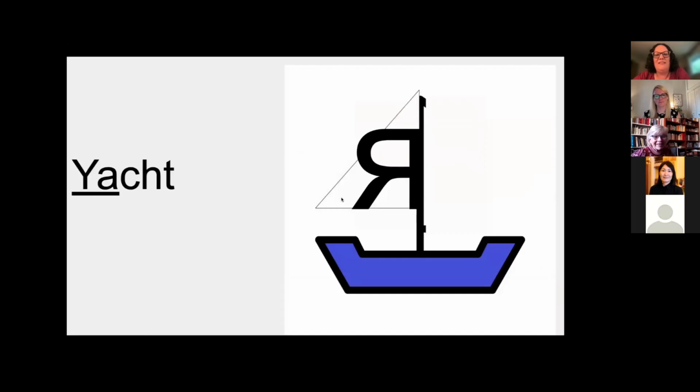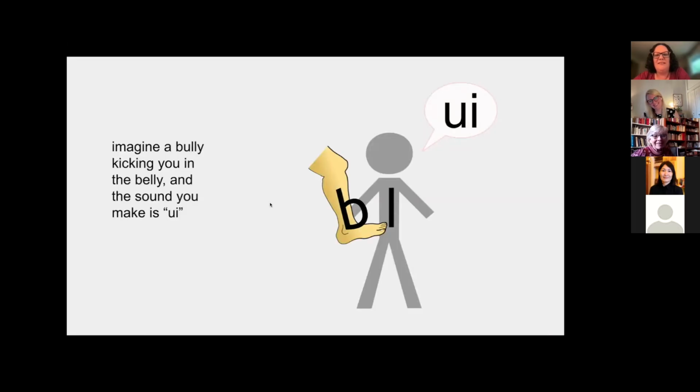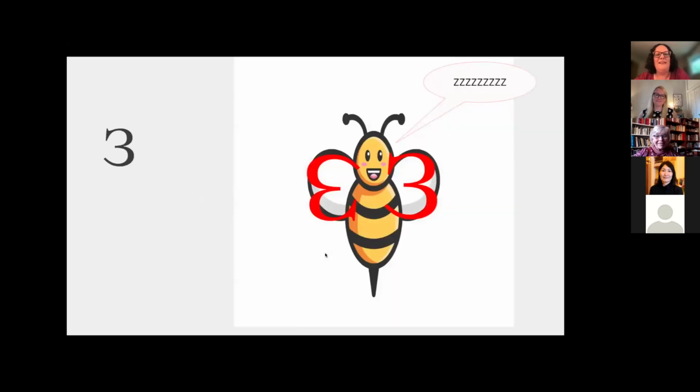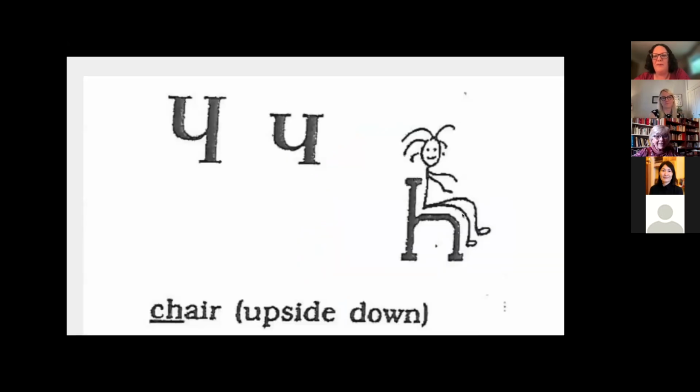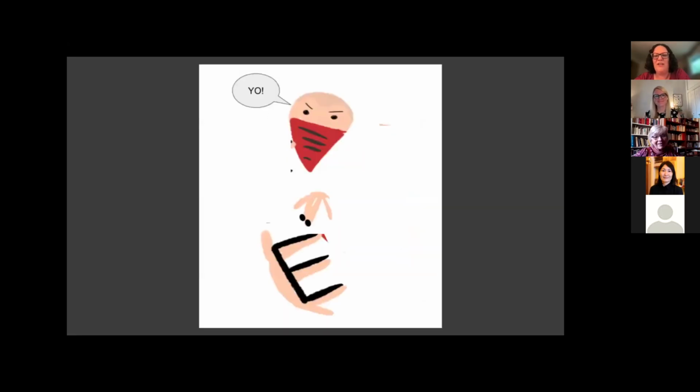And we've got our yacht and our ooh. And here the mnemonics connect to that sort of BL that our students all see in the letter ooh, right? A bully kicking you and you make the sound ooh. Here is the zzz made by our little insect friend. And of course, I think everybody uses the upside down chair for cha. And here we have a hip youth telling us, yo.